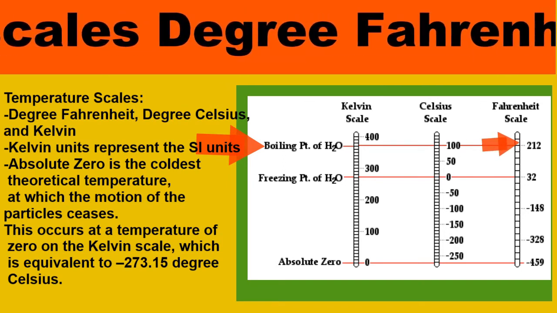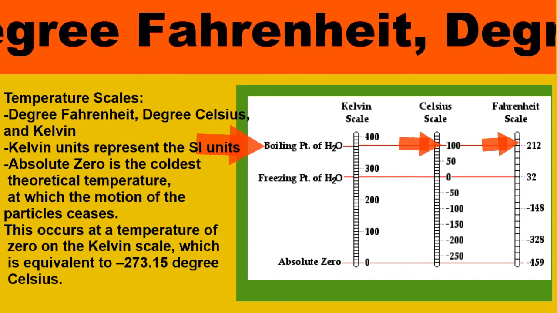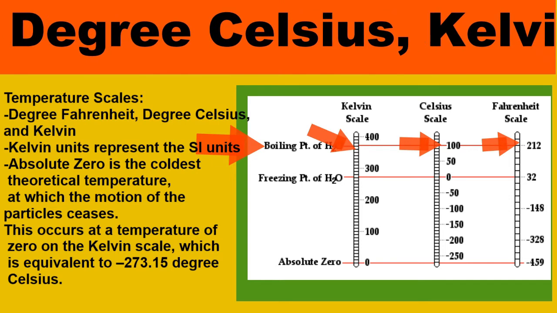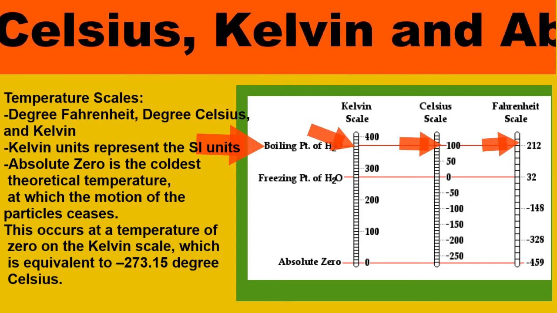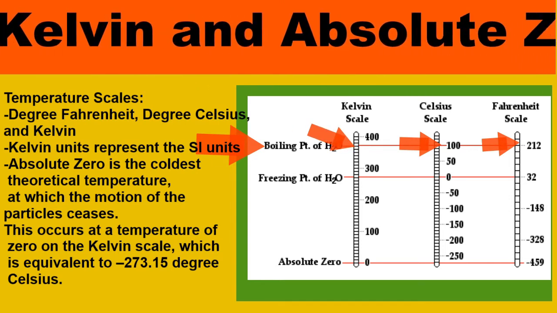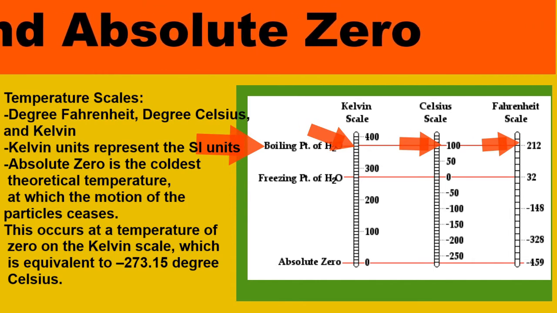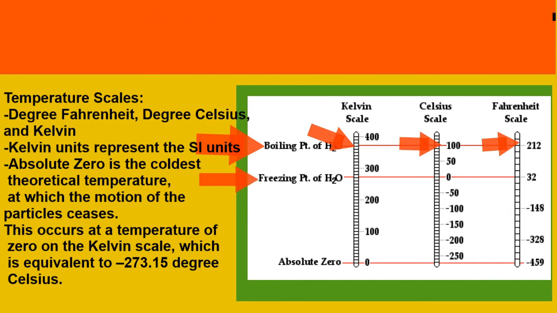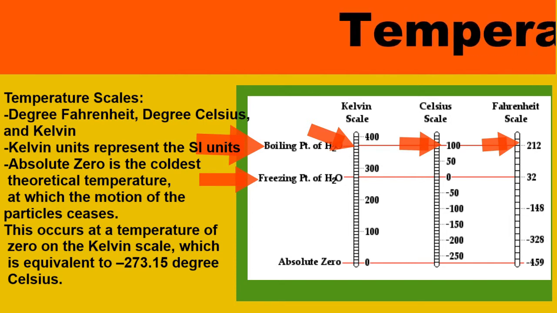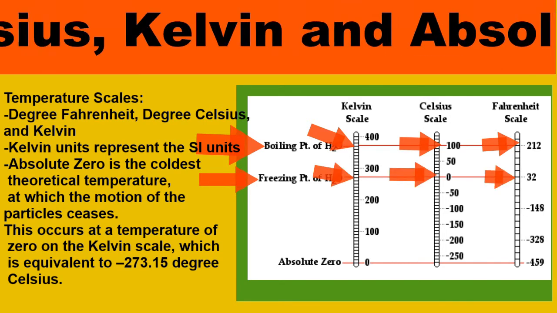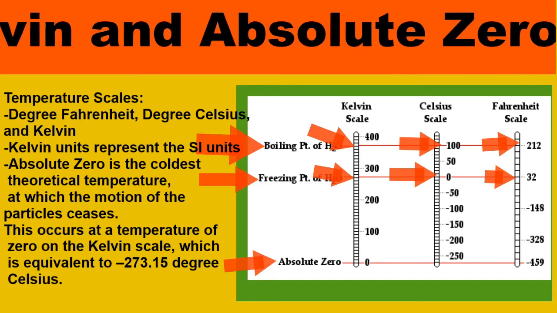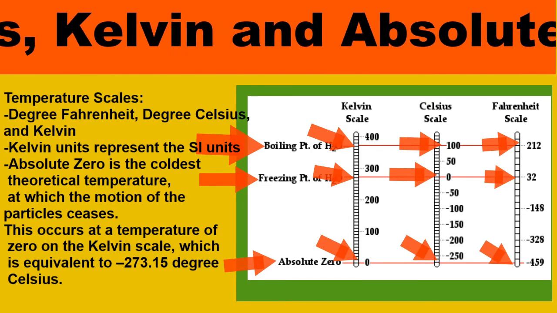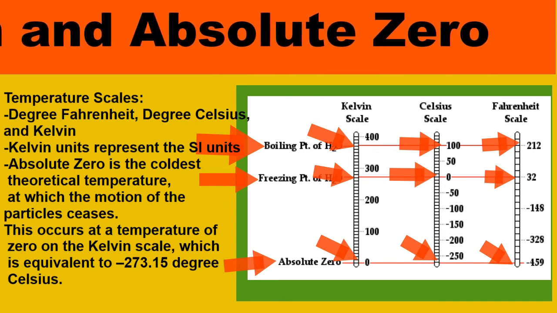This diagram is showing the boiling point of water. You can see that it occurs at 212 degrees Fahrenheit, 100 degrees Celsius, and 373 Kelvin. It also shows the freezing point of water, which occurs at 32 degrees Fahrenheit, 0 degrees Celsius, and 273 on the Kelvin scale. Now that we understand what temperature is, we will now look to defining heat.